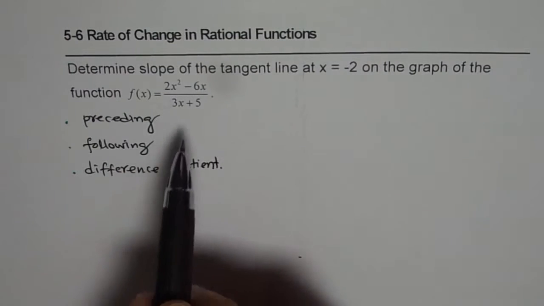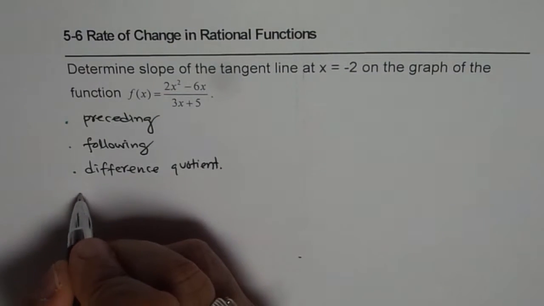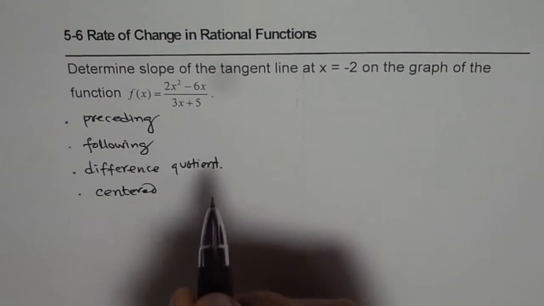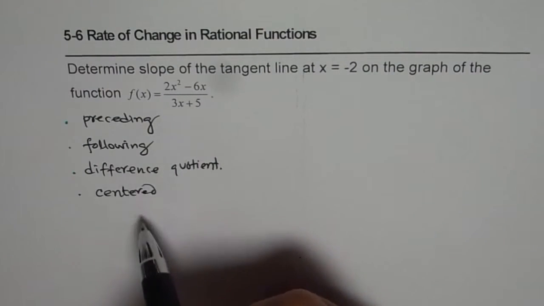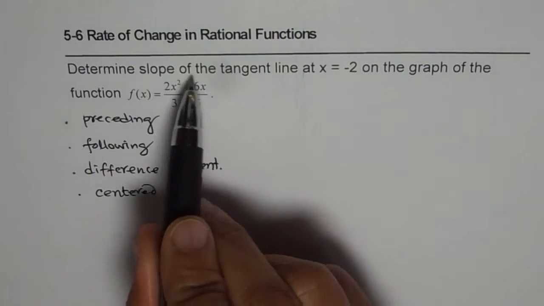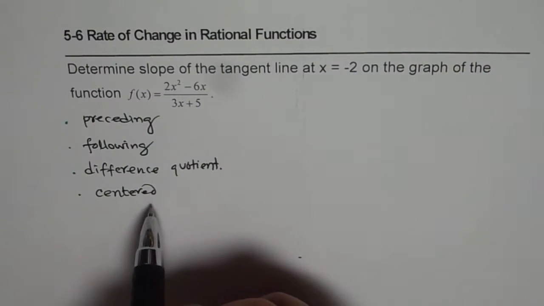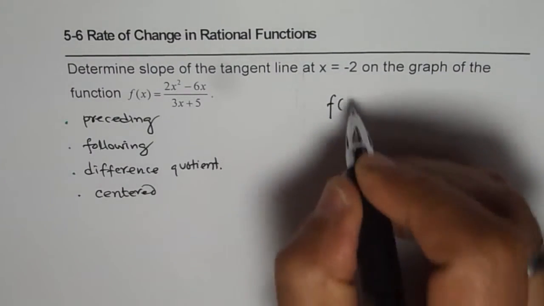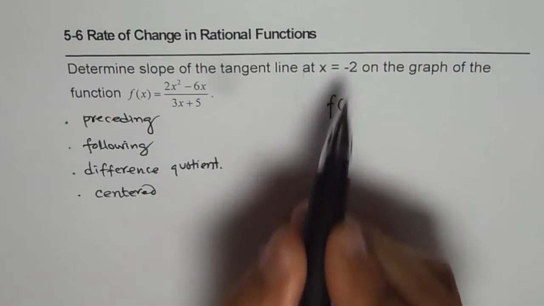And my suggestion is, when you have a complicated rational function like this, you could use the centered value. These are the values which you could consider, any one of these. When we have a function like this, it is safe to use the centered value. So we can find f of whatever point is given to us, x equals minus 2 in this case.